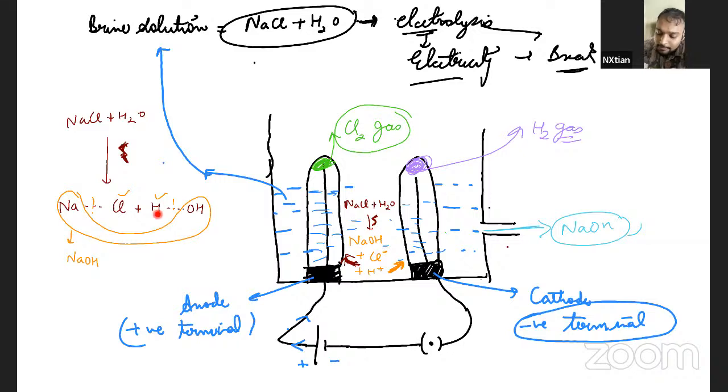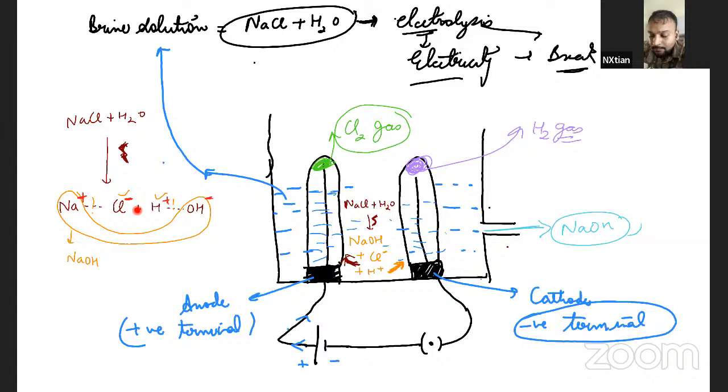H2O is made up of H plus and OH minus. I write the signs here also so that you will not get confused. So what happened? Water will split into H plus and OH minus. Now Na plus is there and OH minus is there. They will make a bond, make NaOH, which will be taken out from this pipe.